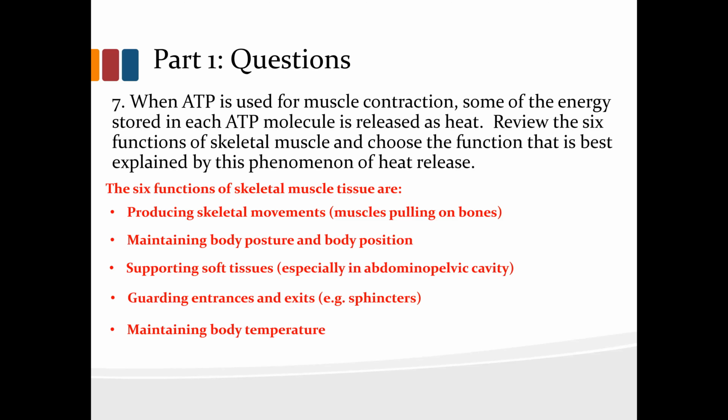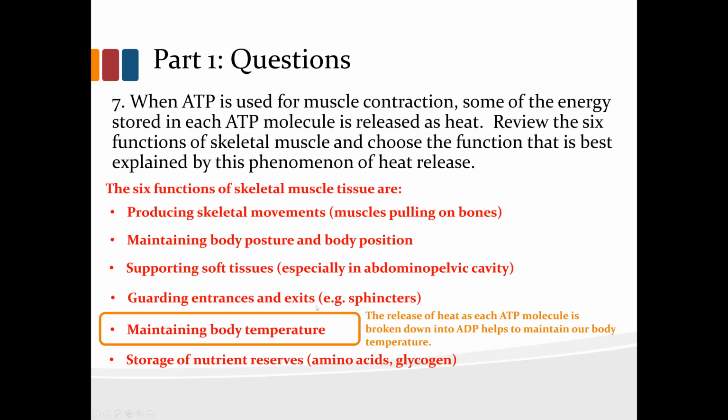Skeletal muscle tissue also helps with maintaining body temperature and with the storage of nutrient reserves, especially amino acids from the muscle proteins and glycogen, which is a stored form of glucose. And then to answer the second question, choose the function that is best explained by this phenomenon of heat release. That would be maintaining body temperature. So the release of heat as each ATP molecule is broken down into ADP is what helps us to maintain our body temperature.